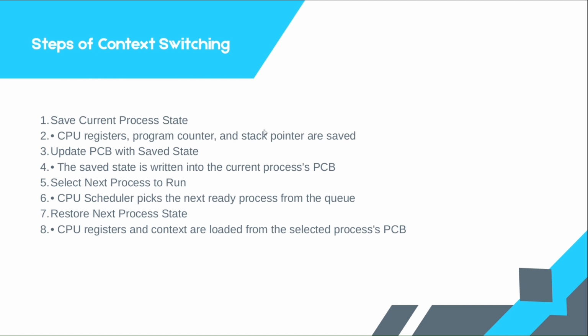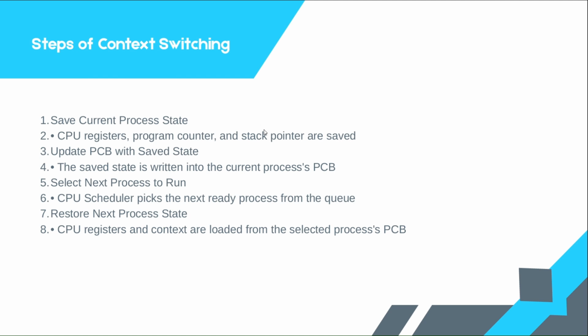Step 5. Resume execution. Finally, the CPU starts executing the new process. The user never notices the switch because it happens extremely quickly. This entire sequence repeats thousands of times every second. This is why users feel that all applications are running simultaneously, even though only one process is executing on the CPU at a particular instant.